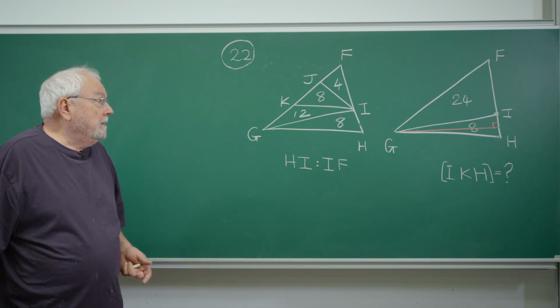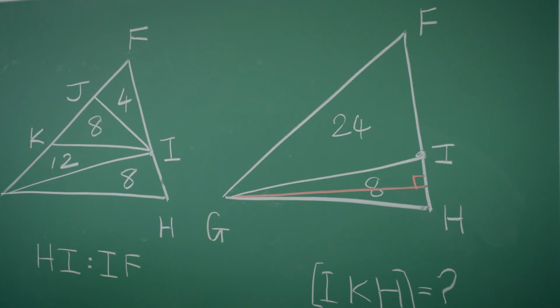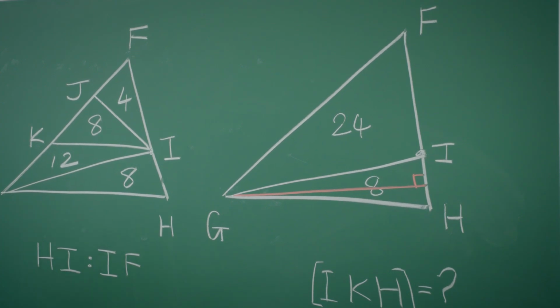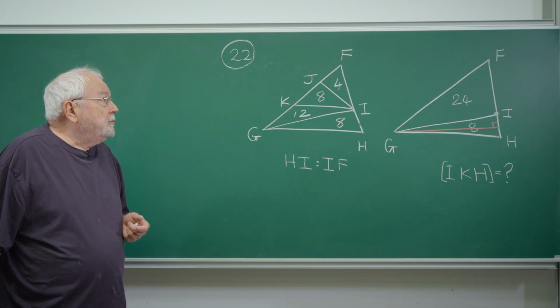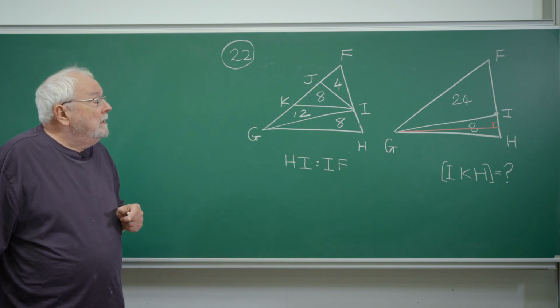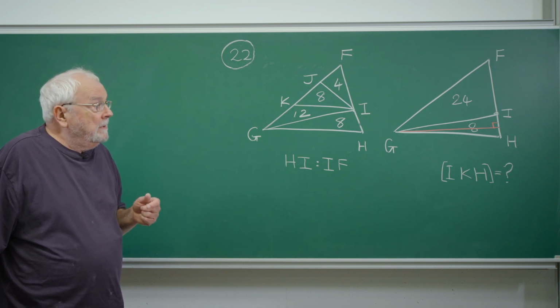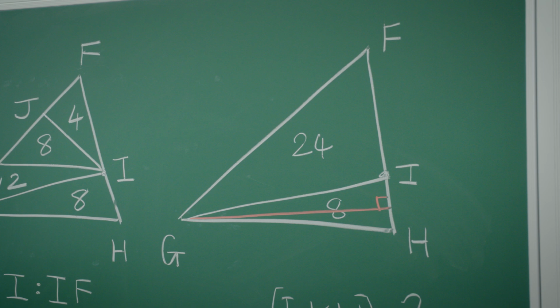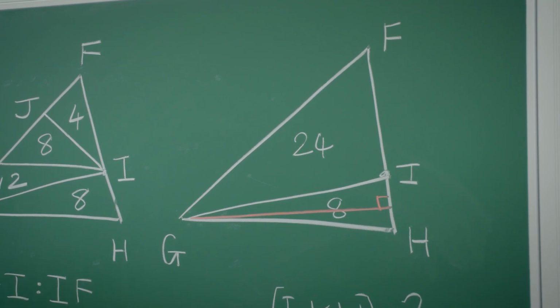If I look at triangle IGH, its area is going to be half times its base, IH or HI, times its height, which is that red line. Similarly, the area of the triangle FGI, 24, has got to be a half times its base, which is FI or IF, times its height, which is the same.